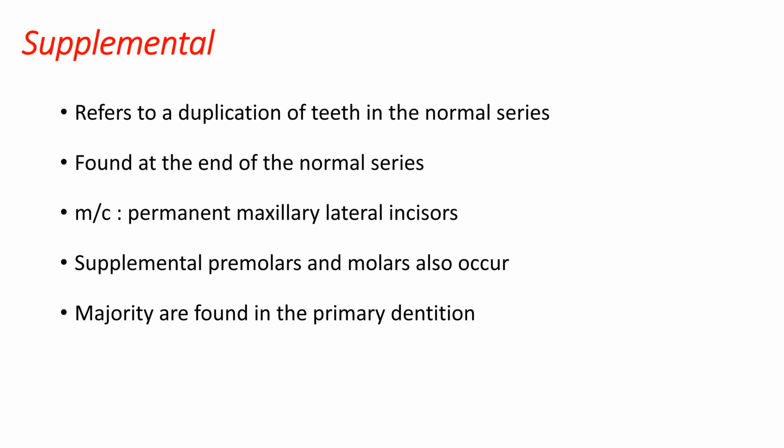The third category is supplemental. The supplemental supernumerary tooth refers to a duplication of teeth in the normal series. It is found at the end of a tooth series, posterior to any tooth. Most commonly it is found as the permanent maxillary lateral incisor, but supplemental premolars and molars also occur. The majority of supernumerary teeth found in the primary dentition are supplemental.